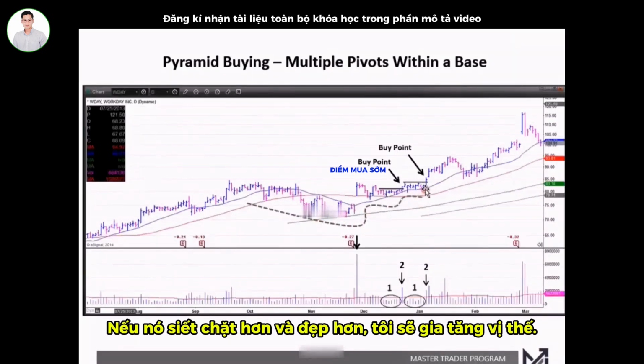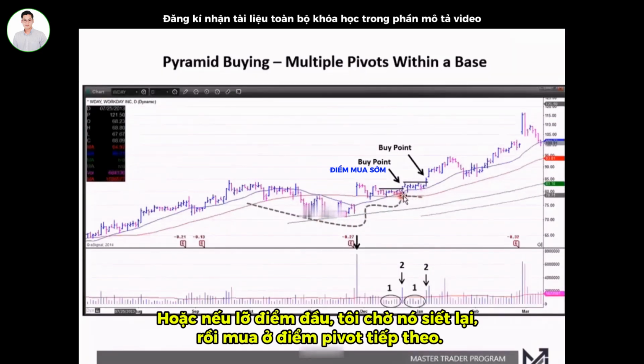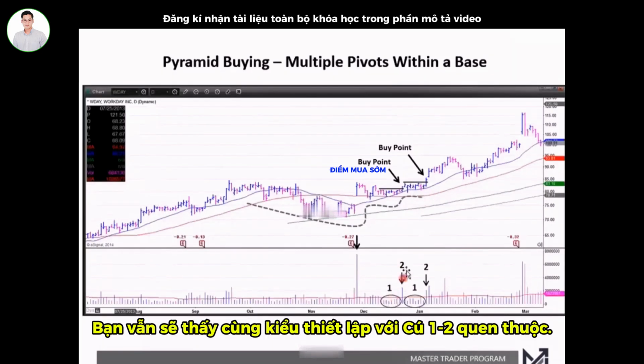And then I'll add to my position, or maybe I missed it on this one. I didn't buy it for whatever reason. And then I start watching it, and it tightens up, and it gives me that next buy point. You're going to see the same thing. You're going to get the same 1-2 and the same type of setup within that larger base.